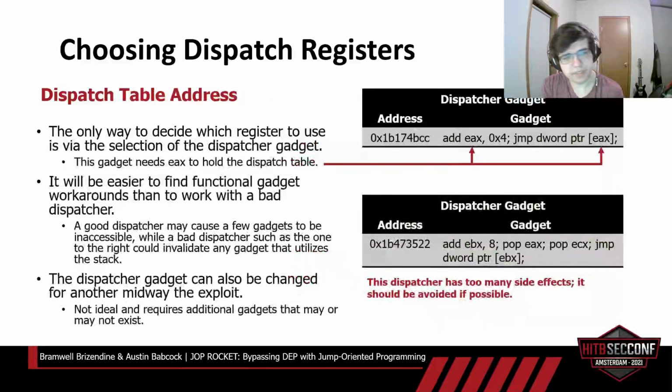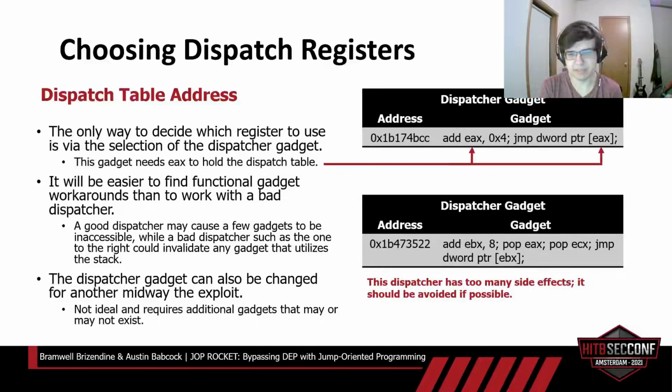Also, we need to choose a dispatch table register. So our dispatcher gadget is pretty much going to tie us down as far as which register we can use for that. If we have this dispatcher gadget on the top here where we're using a jump dword pointer EAX, we pretty much just have to use EAX as our dispatch table register.